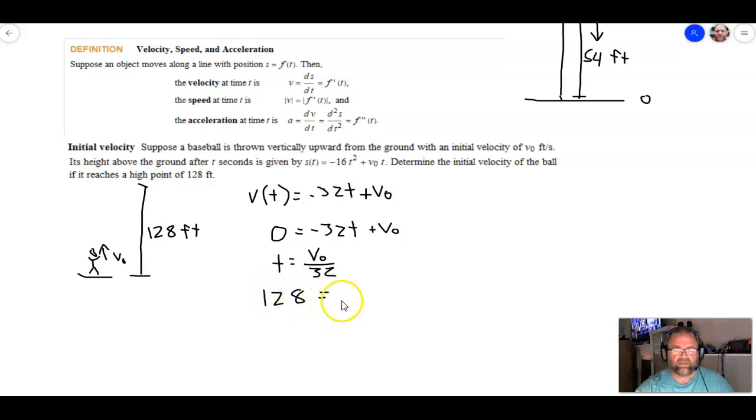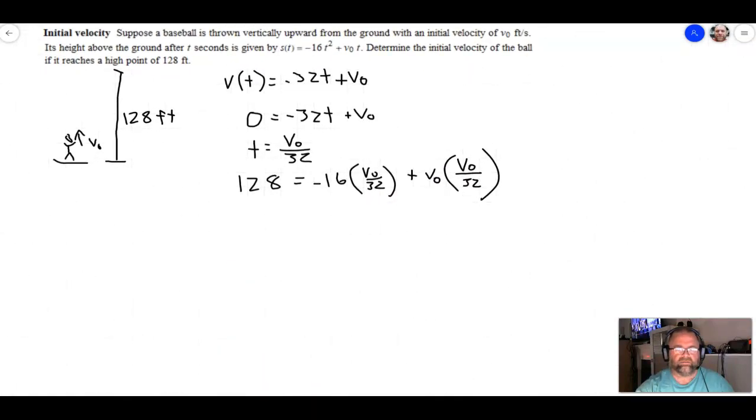And then this is going to be equal to negative 16 t squared. T is v naught over 32, plus the v naught times the t, which is v naught, that's just initial velocity, over 32. And really what I'm going to end up doing here is solving for v naught. So let me give myself a little bit more room here.